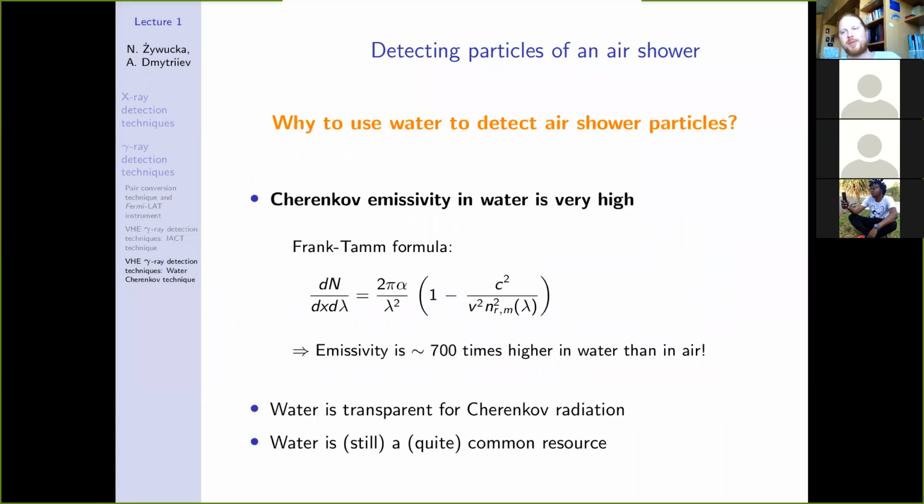What's so special about water? Why not air? Why not empty tanks, or why not another substance?